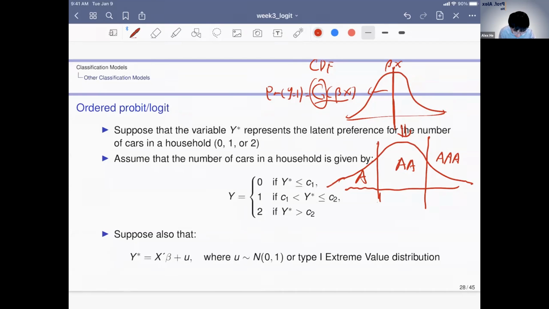Then you could calculate this. Let's say this cutoff is called C1 and this cutoff is called C2. Once we have the CDF of this distribution, we can calculate the probability of that random variable being below C1, the probability of it being between C1 and C2, and the probability of being above C2. And those are all functions of the CDF.